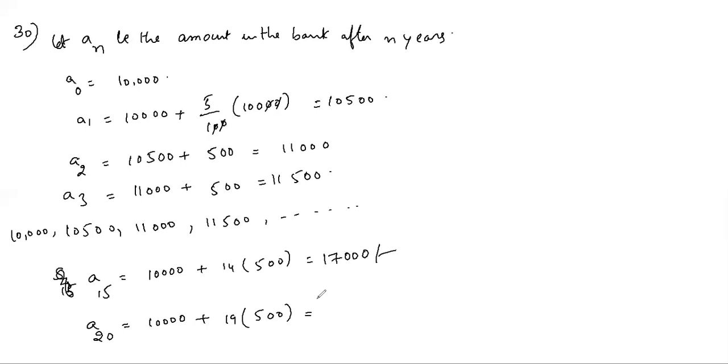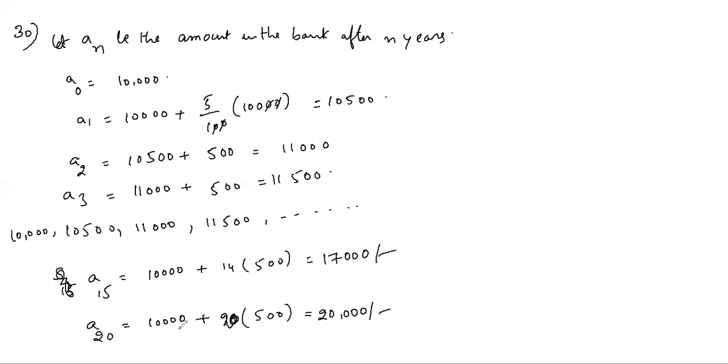After 20 years, we will get 20 installments. We have to add 20 into 500. So it is equal to 10,000 plus 10,000, 20,000. So in the 15th year, we have to add 14 installments. We will get 14 installments, so 14 into 500, 17,000. And after 20 years, 20 installments we have to add.